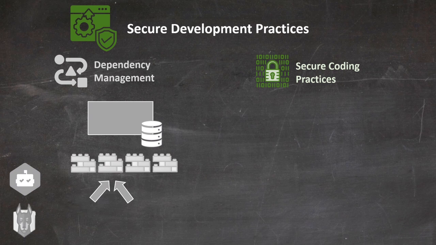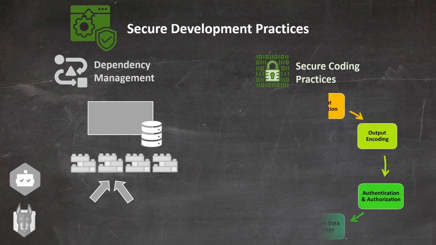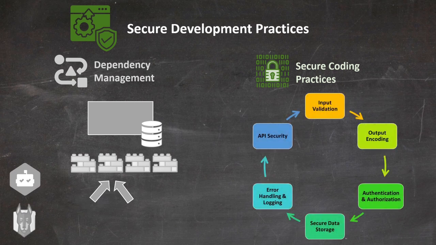Moving on to secure coding practices. While tools and automation are great, they can't replace good old-fashioned secure coding. Start by establishing secure coding guidelines for your team. These should cover things like input validation, output encoding, proper error handling, and secure data storage. OWASP provides excellent resources for secure coding practices specific to microservices.